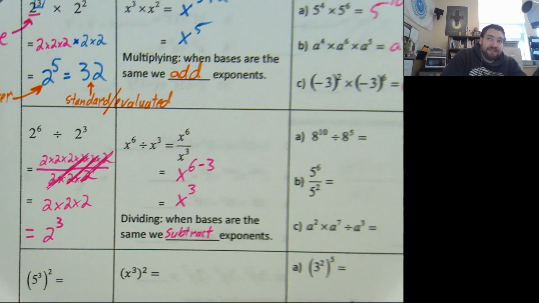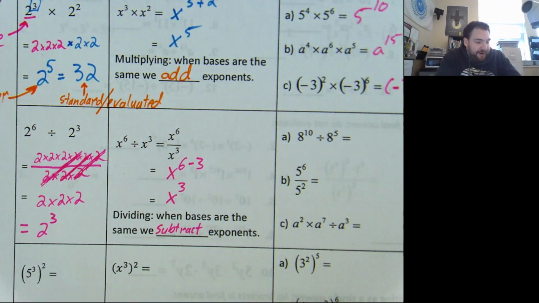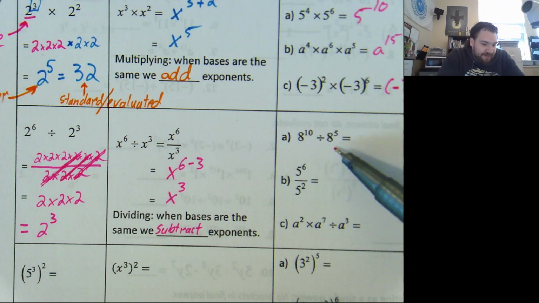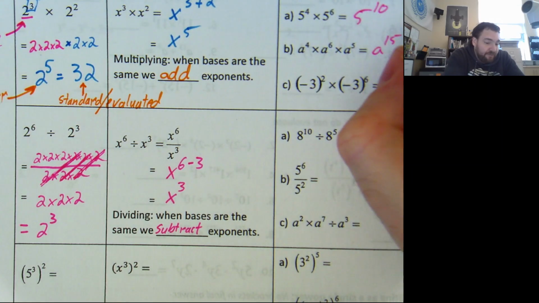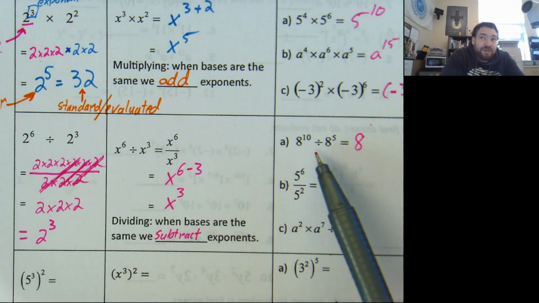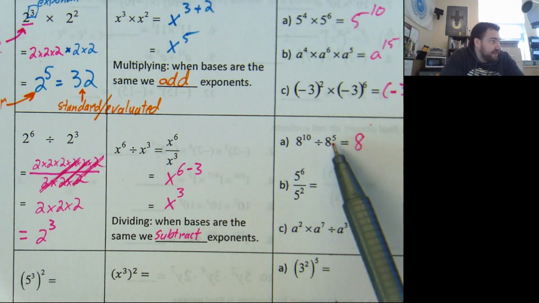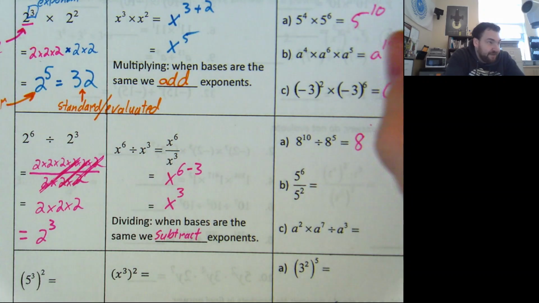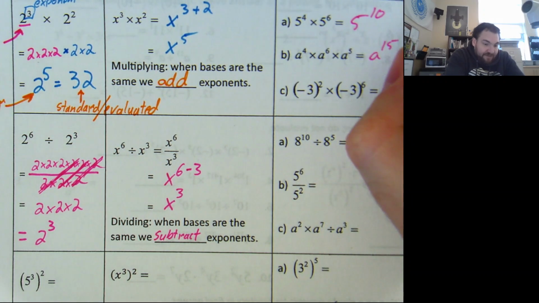We can crank a couple of these examples out for you right away. If I've got 8 to the 10 divided by 8 to the 5, it's going to be 8 to the power of... Because we're dividing, we subtract first minus second. 10 minus 5 is? 5.